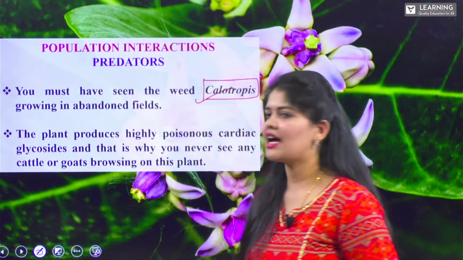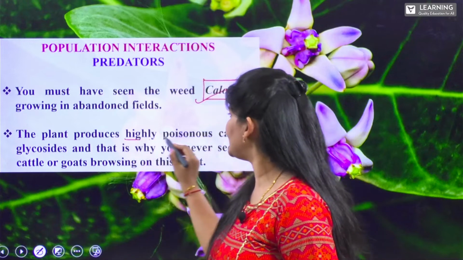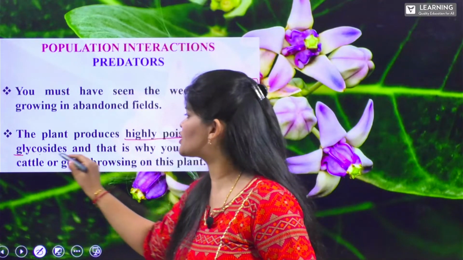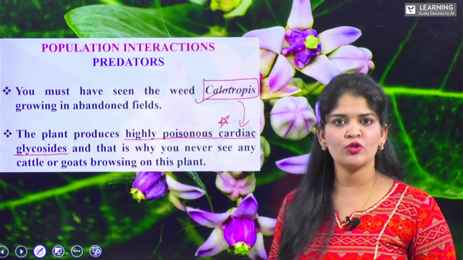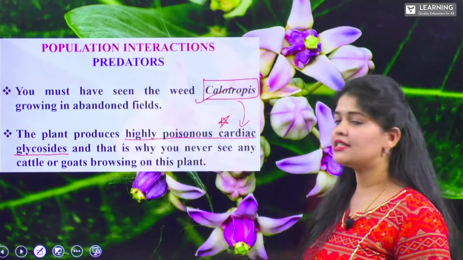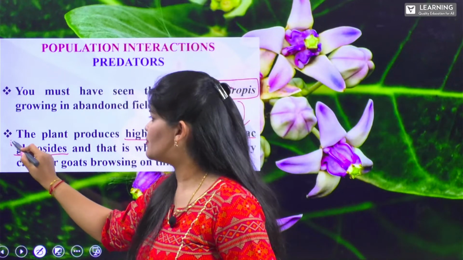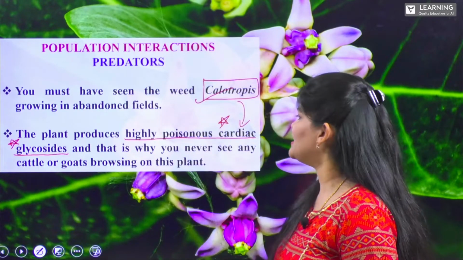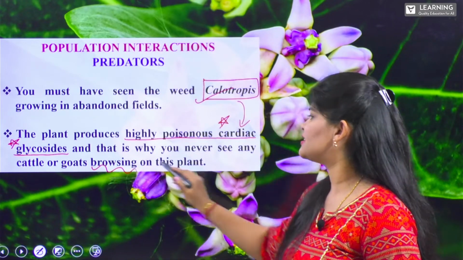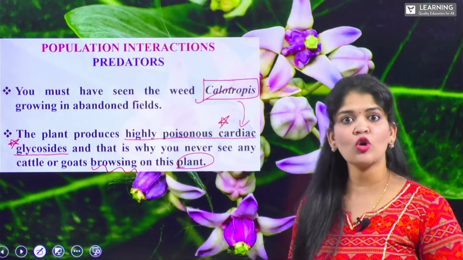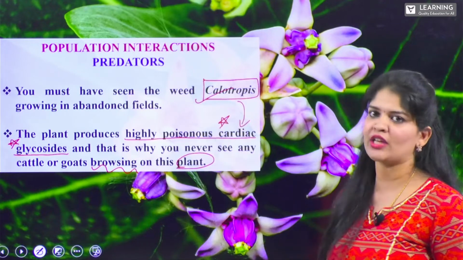Now, it is very common to observe that calotropis is never eaten by the herbivores. This is because the plant produces highly poisonous cardiac glycoside. This is very important. Calotropis is a weed. It is known to produce a very harmful chemical that is highly poisonous, and that chemical is cardiac glycoside. Remember this, cardiac glycoside. It is why we never see any cattle or goats browsing these plants. This is also one of the chemical mechanisms that has been evolved by the species of calotropis.